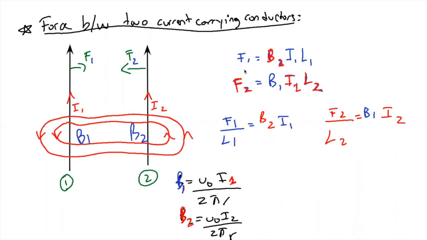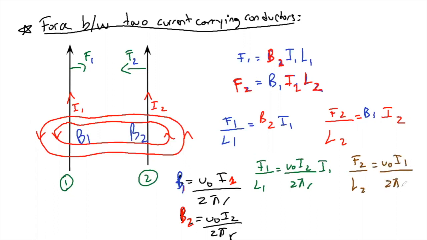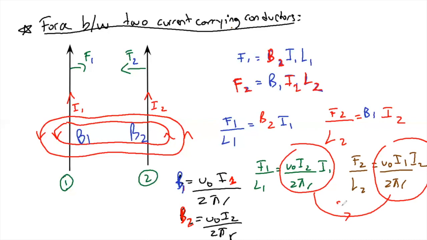So let's substitute these things into that. Now let's use a uniform color. You're going to see why. So F1 over L1 is equal to U naught I2 divided by 2 pi r and I1. Let's do the same thing here. Let's use a brown color. So F2 divided by L2 is equal to U naught I1 divided by 2 pi r and I2. Look at these formulas again. Does this part look different or does it look the same? Exactly, it looks the same.